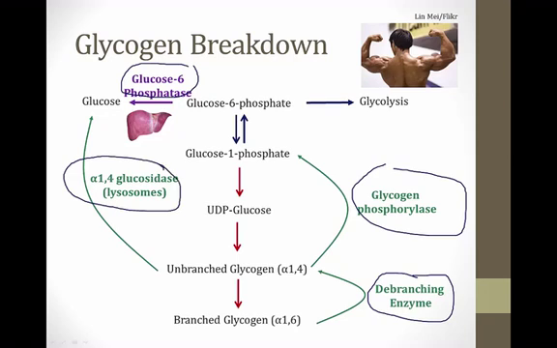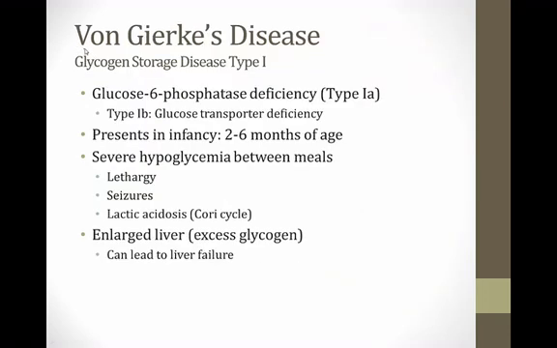And one of these 4 enzymes is going to be deficient in each of the key glycogen storage diseases that you need to know. The first glycogen storage disease is called von Gierke's disease. It's also called glycogen storage disease type 1, and this is a deficiency of the enzyme glucose 6-phosphatase.